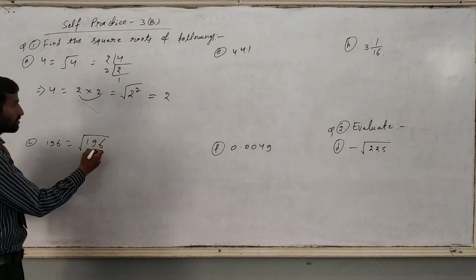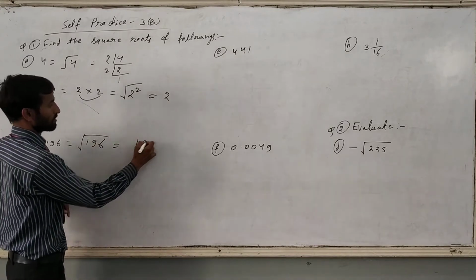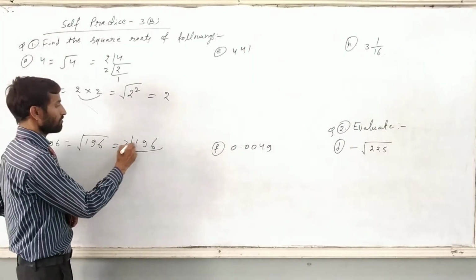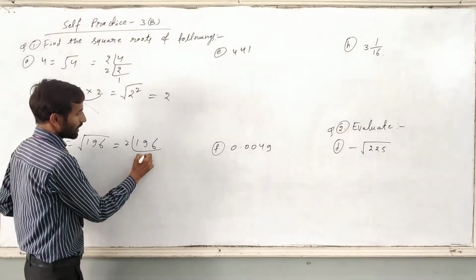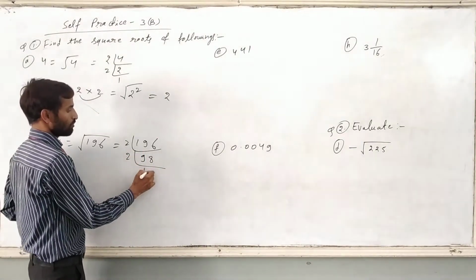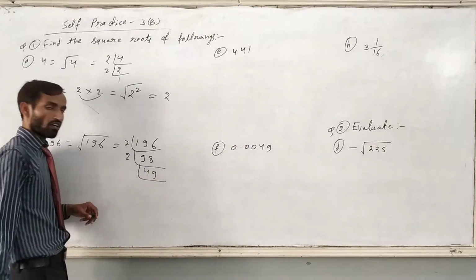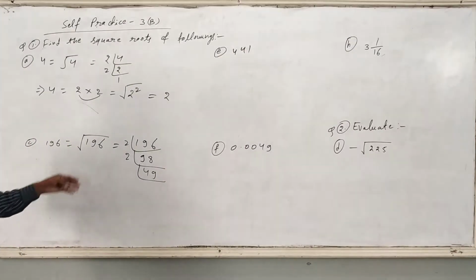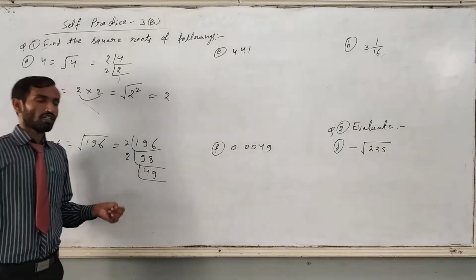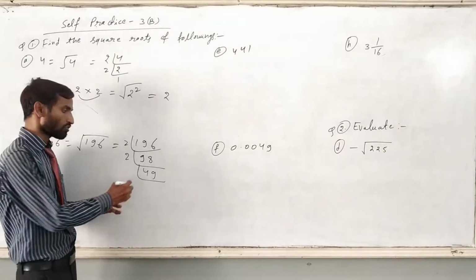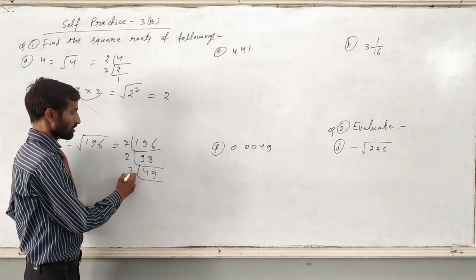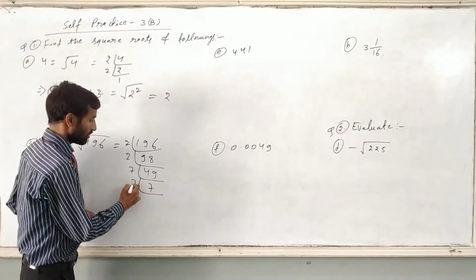First, just factorize 196. It is an even number, so you can divide by 2. Dividing by 2, you will get 98. Next you have to divide by 2 again, then 49 will come. It is an odd number, so you cannot divide by 2. Then check for 3. It is also not divisible by 3. Then go for 5, then 7. It is not divisible by 5, so directly go for 7. 7 times 7 is 49, then 7 times 1.